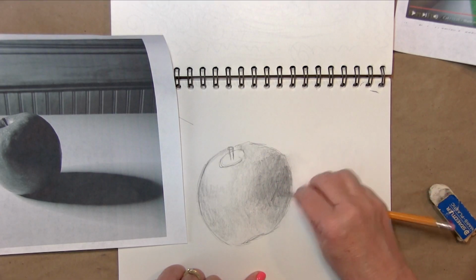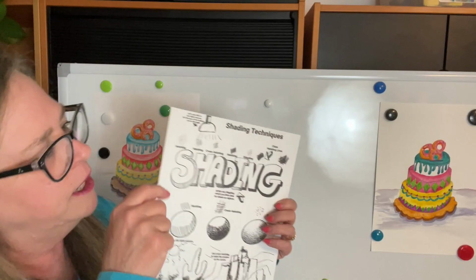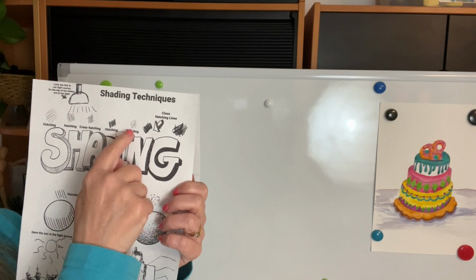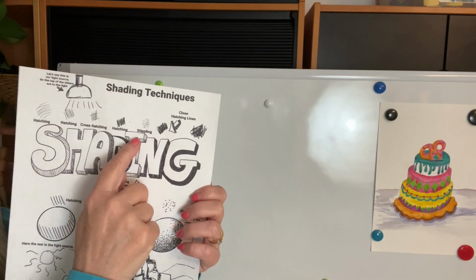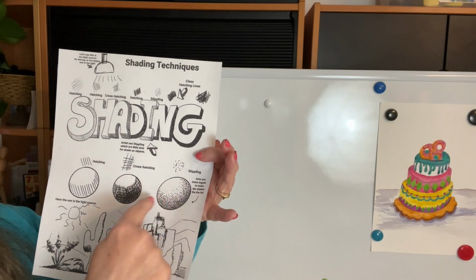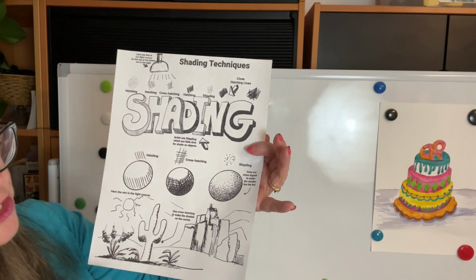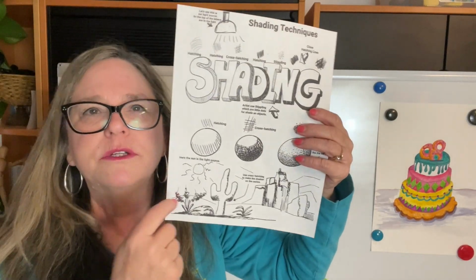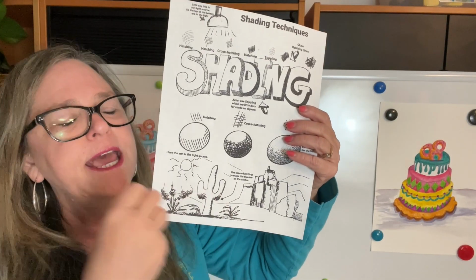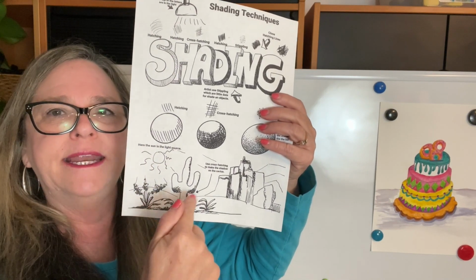Now, the other thing that we're going to learn to do is shade with the side of our pencil. And then we're going to go on and learn how to do what's called stippling, where you do a bunch of dots to create your shadow. So there's stippling, there's cross hatching, there's hatching, and we're also going to do a little bit of free form sketching to do shadows within an image.